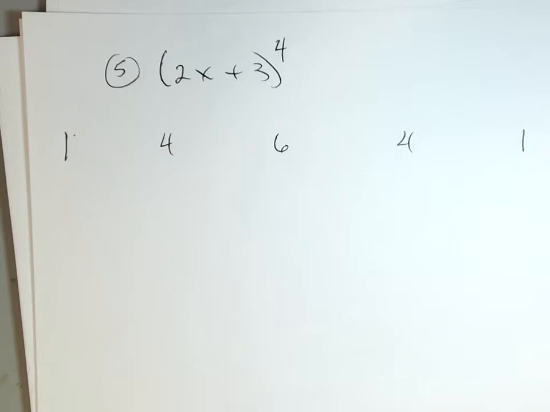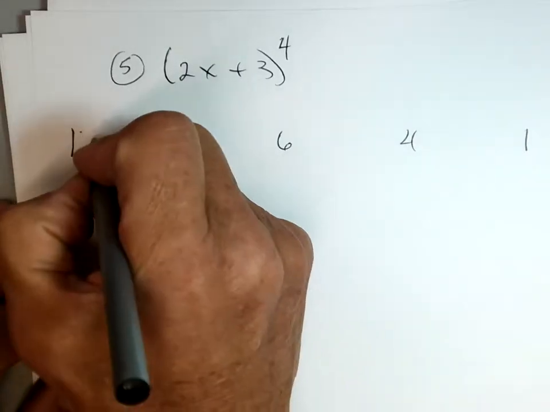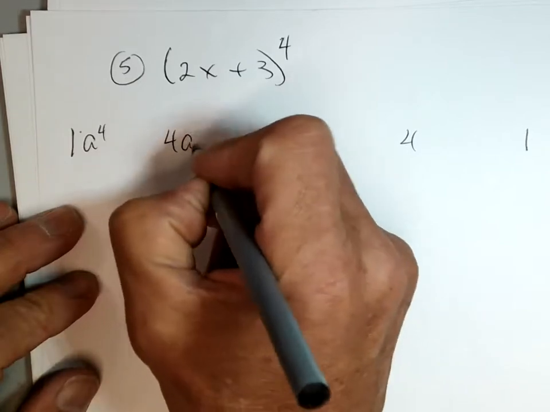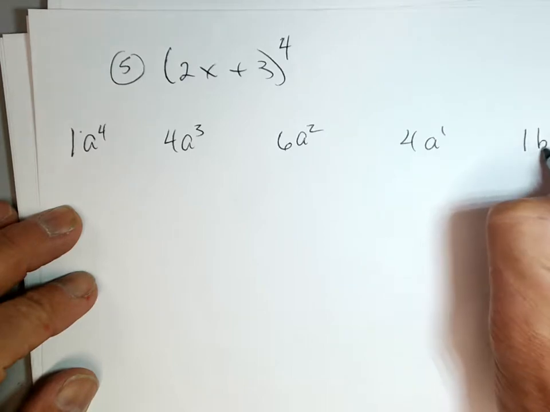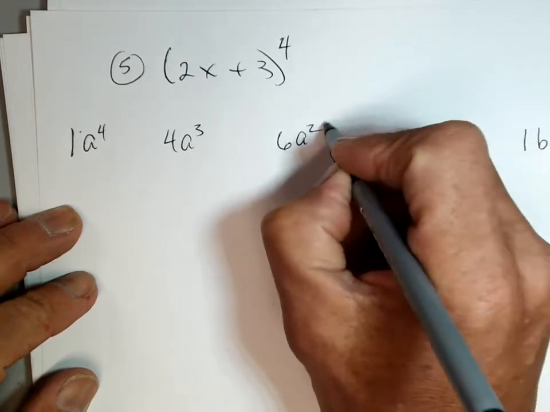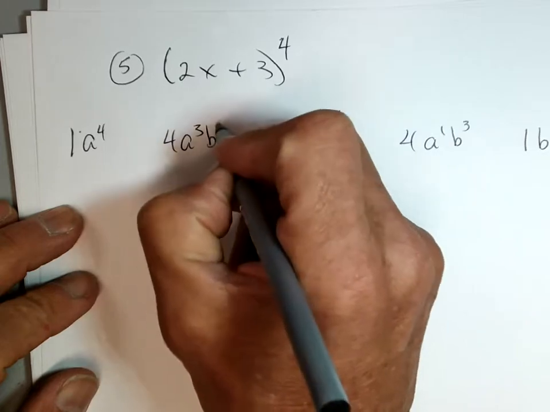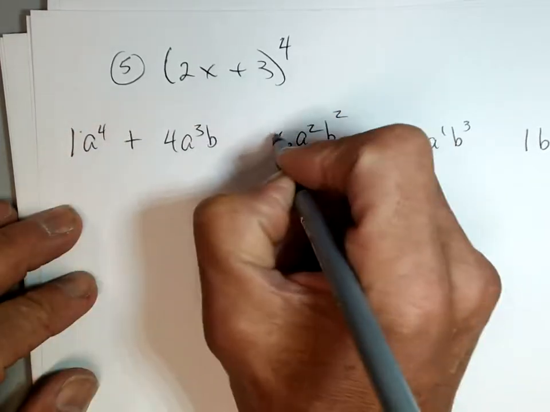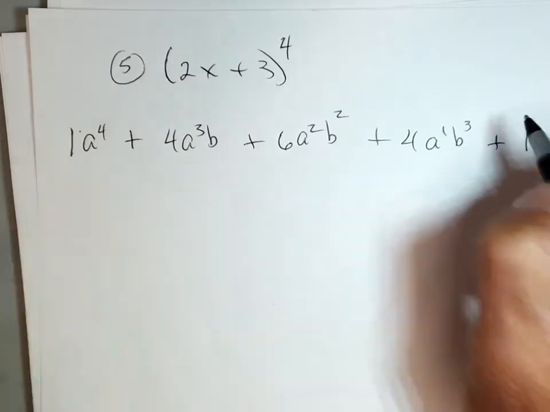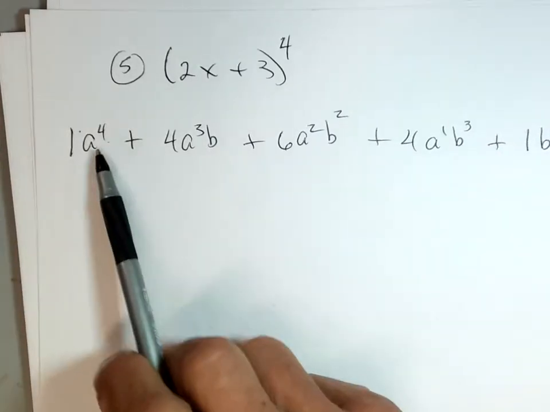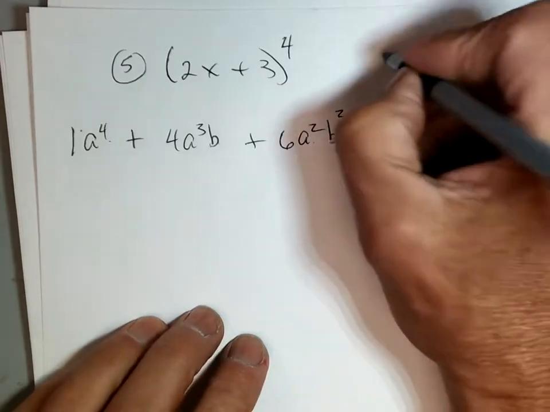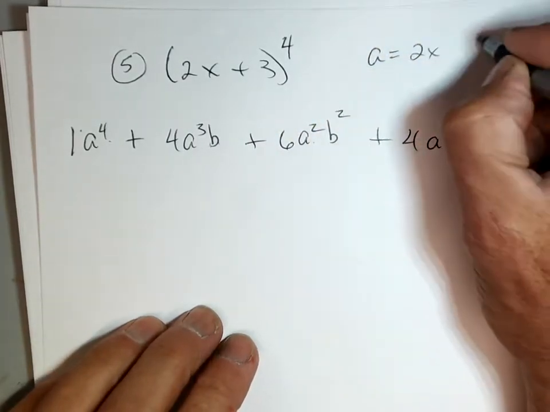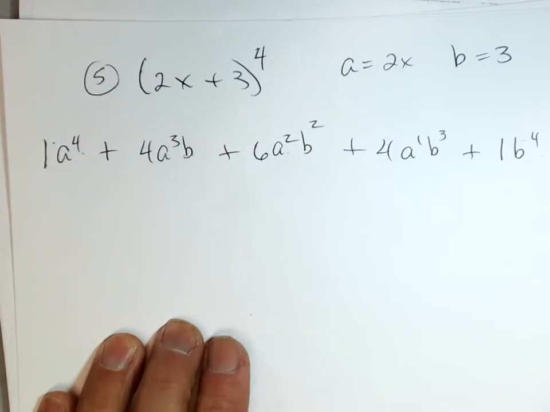Now, I'm going to go a^4, a^3, a^2, a^1, and no a's. I'm going to go b^4, b^3, b^2, b^1, and no b's. However, this problem has nothing to do with a's and b's, does it? But that's my 4, 3, 2, 1, none, and my 4, 3, 2, 1, none. However, a is going to be my 2x, and my b is going to be my 3. And I'm just going to go from there and substitute things in.